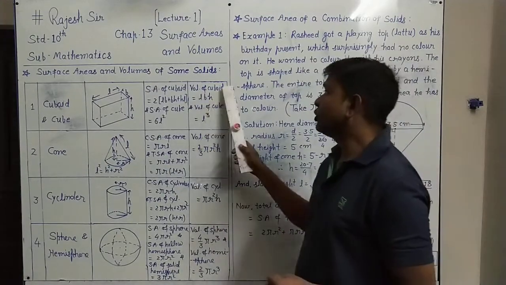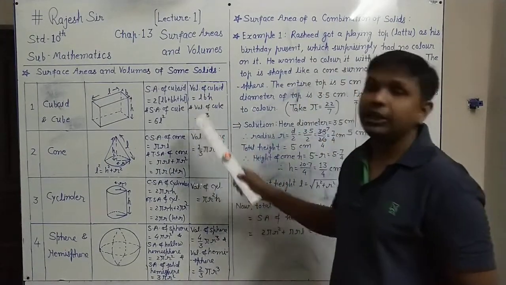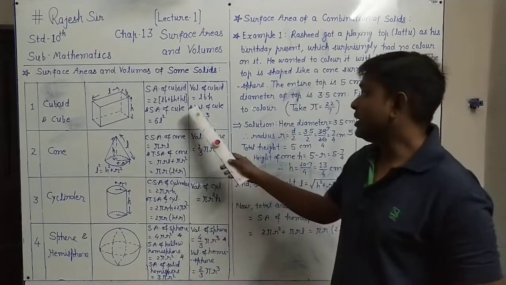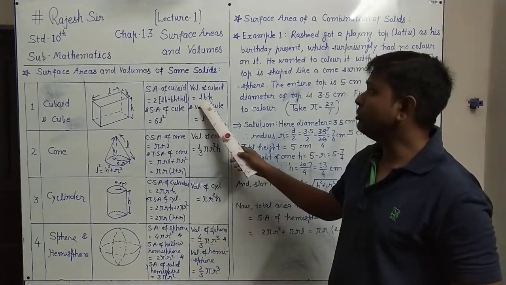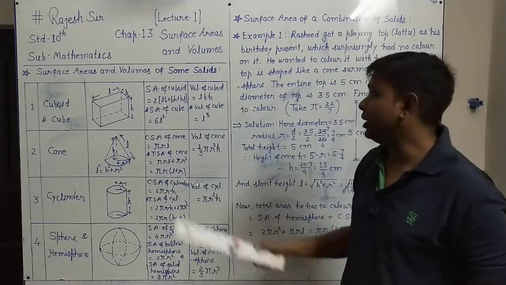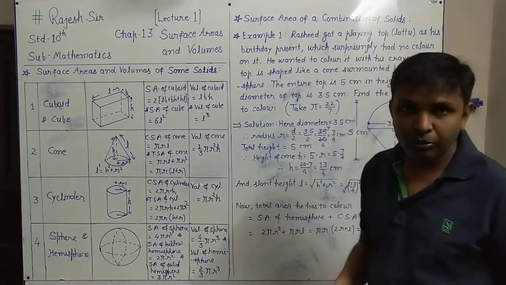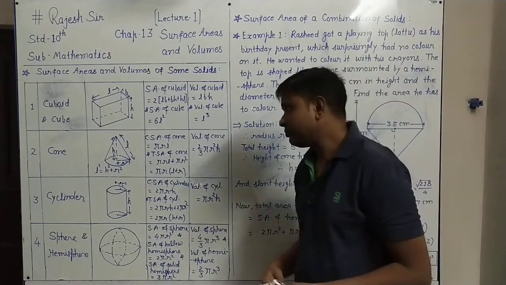The volume of a cuboid, as we saw in 9th standard, is L into B into H. The volume of a cube is also L into B into H, all the same. So L cube, or you can write B cube, or H cube also.